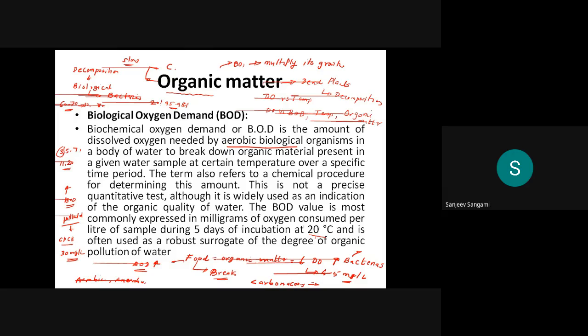35 degrees centigrade is most suitable for most bacterial growth. Even if you decrease the temperature, the bacterial activity will not happen. Once the bacterial activity does not happen, there will not be any breakdown of the organic materials. So this is related to the organic matter with respect to the BOD.